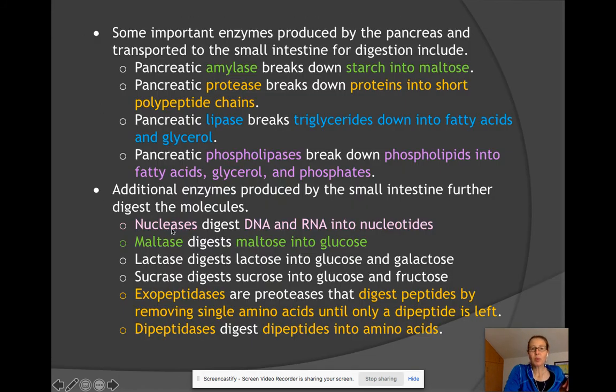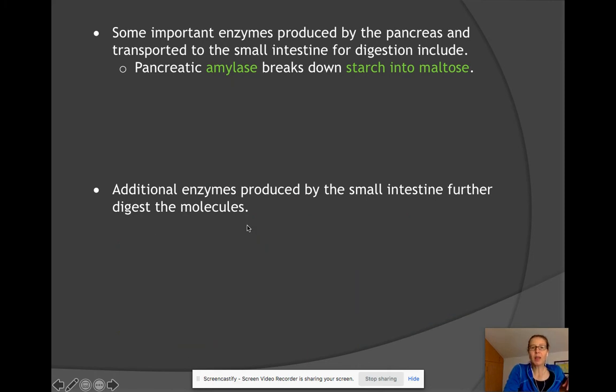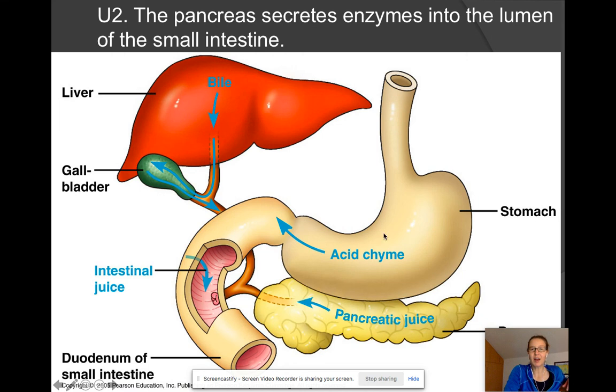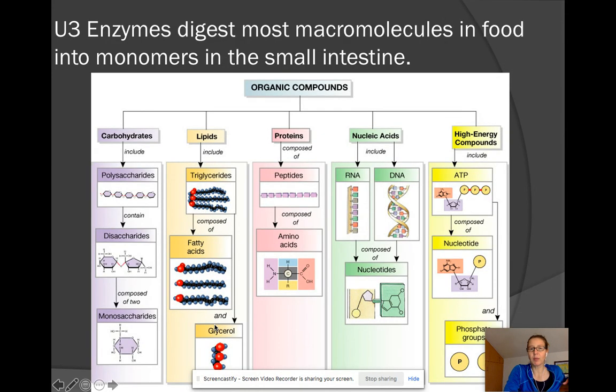Now, one thing that's important, all of these enzymes, as we know from this previous slide, are going to be working within the small intestine, but it's just where they're created, whether in the pancreas or not, that is the only difference when we end up looking at that list.